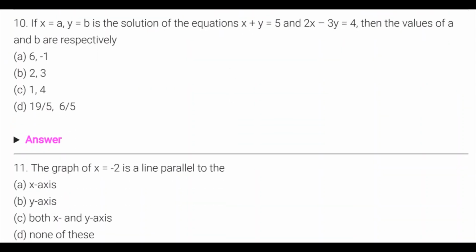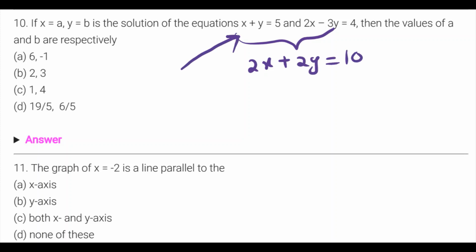Next, if x equals a, y equals b is the solution of the equations, then the values of a and b are respectively. We should solve these two equations. So the first equation is 2x plus 2y equals 10. I multiplied 2 for this equation, and the next equation is 2x minus 3y equals 4.